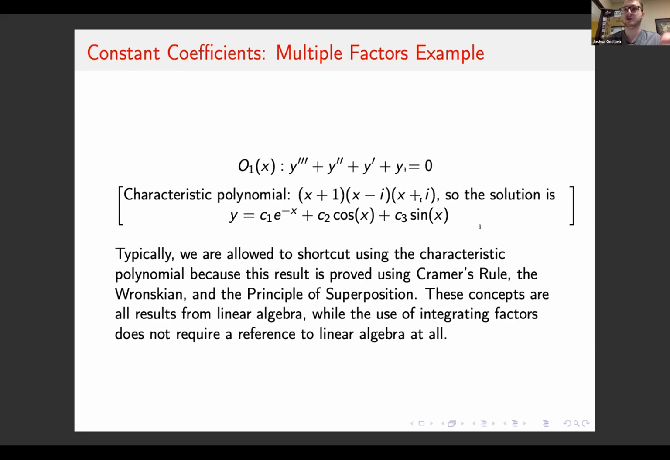We're usually allowed to shortcut with the characteristic polynomial because this result is proved in most DiffEQ courses using Cramer's rule, the Wronskian, and the principle of superposition. But all of those results come from linear algebra, whereas the use of integrating factors does not require reference to linear algebra at all, which some students who are taking DiffEQ courses, especially engineering students, might not even have had a linear algebra course before coming in.